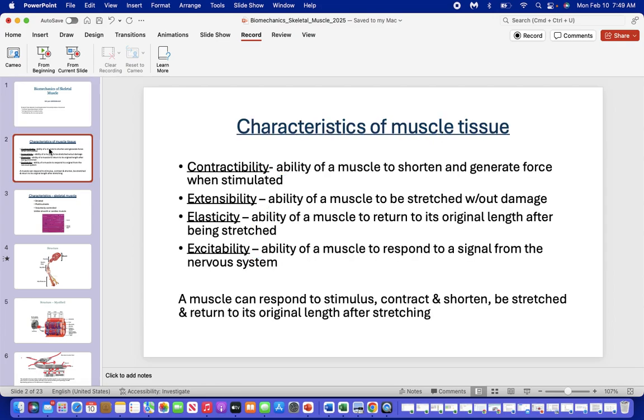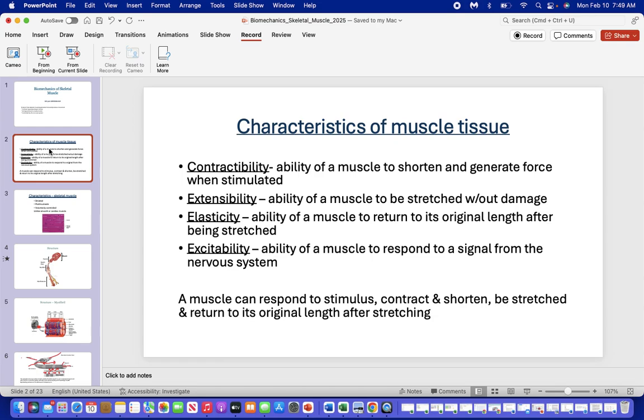The characteristics of muscle tissue are these four: contractibility, extensibility, elasticity, and excitability. Together, this means a muscle can respond to a stimulus, contract and shorten, be stretched, and return to its original length after stretching. So, contractibility is the ability of a muscle to shorten and generate force when stimulated.